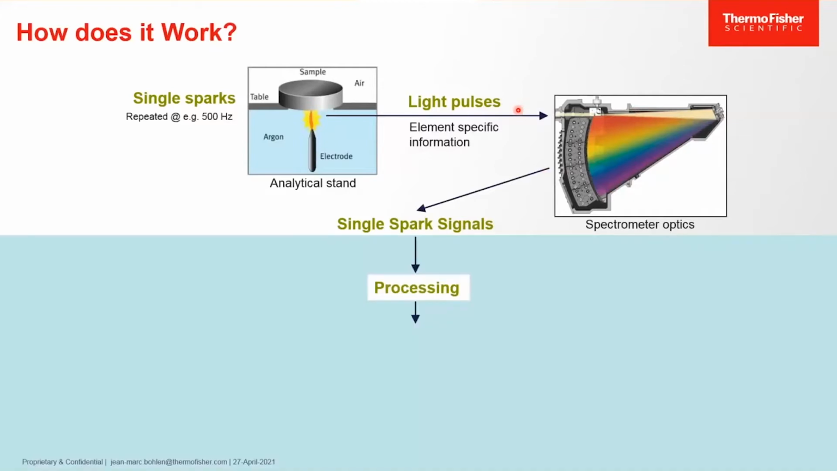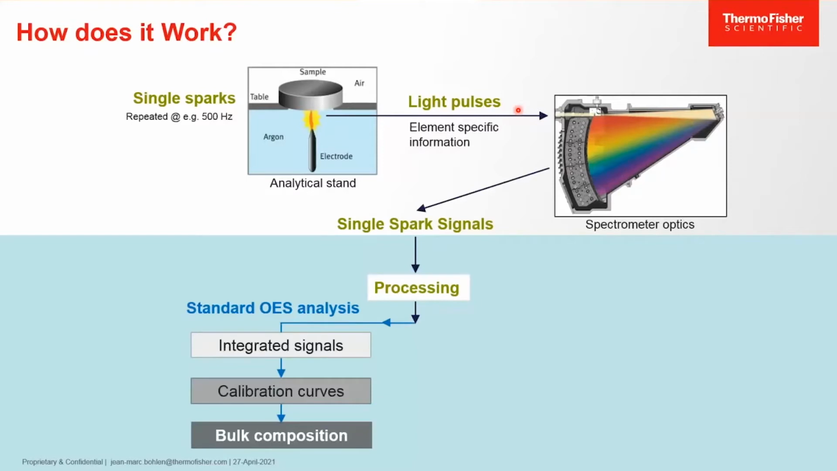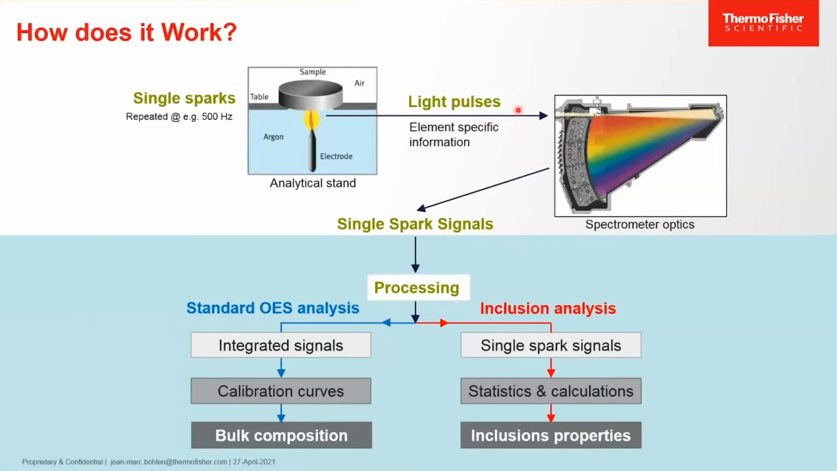Signal processing is where elemental analysis and inclusion analysis differ. For the standard OES elemental analysis, the single spark signals are integrated before being transformed into concentration by using calibration curves. For the inclusion analysis, the single spark signals undergo statistical treatment and calculation in order to obtain inclusion data and properties.